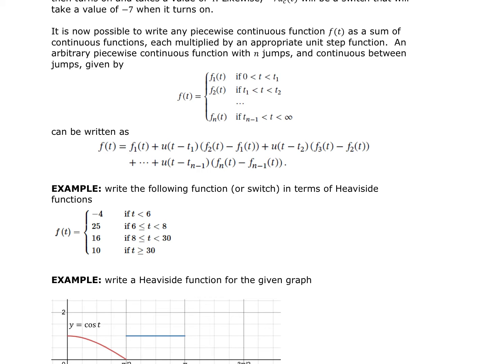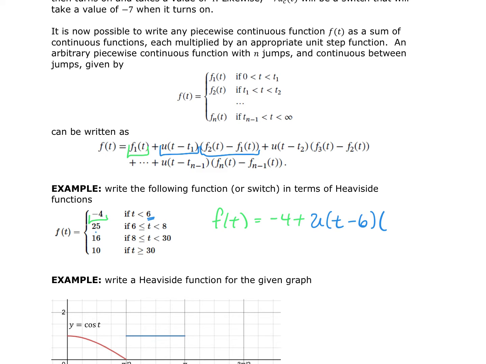So, first thing is f sub 1. f sub 1 is negative 4. So I can write f of t is equal to negative 4 plus u of t minus t sub 1. This is t sub 1, so this will be u of t minus 6. And then I'm going to do f sub 2 minus f sub 1.